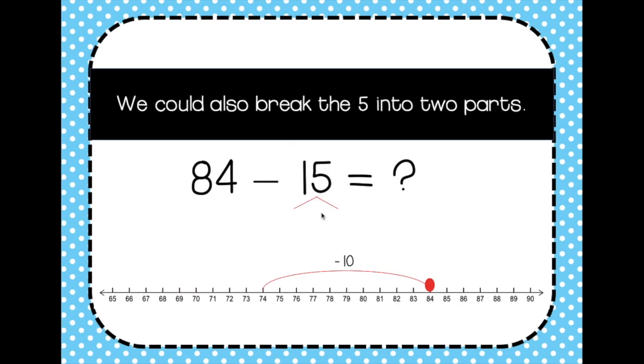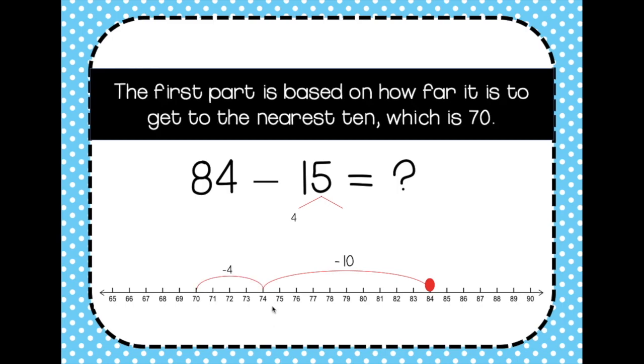We could also break the 5 into 2 parts. So we often do a part-part whole, and we're going to do that right now. The first part is always going to be wherever you are on the number line and how many it takes to get to the nearest 10. And we would only do this if it's one that needs regrouping or where you're going to pass the nearest 10 going down. So we were at 74 here after subtracting this 10.